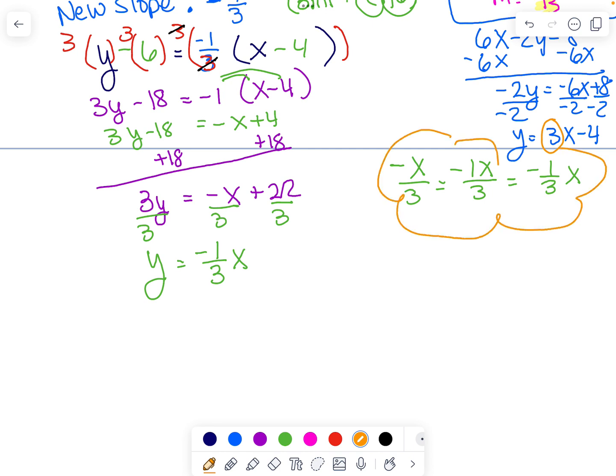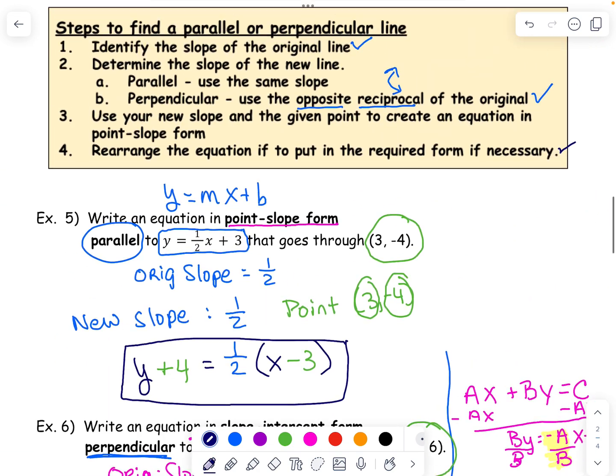This is a big one, you guys. I want you to remember that, okay? And so now we're going to take this and we get plus 22 over 3. And there is our slope-intercept form.